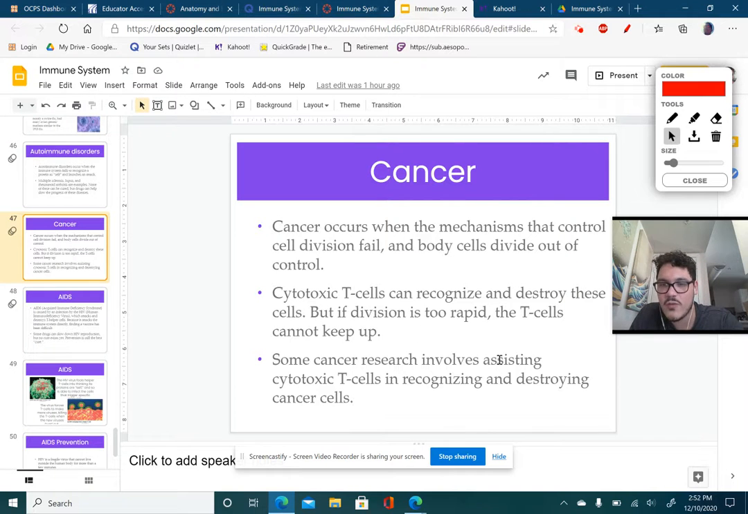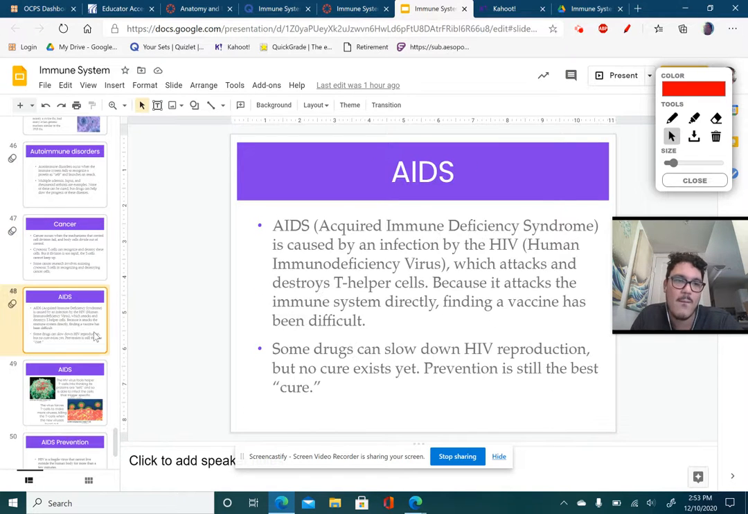Some cancer research involves assisting cytotoxic T cells in recognizing and destroying cancer cells. So that's pretty important too. There is cancer research conducted to help boost your killer T cells' effectiveness, to hopefully destroy the cancer cells before they ever become a serious issue. That's the hope, at least.